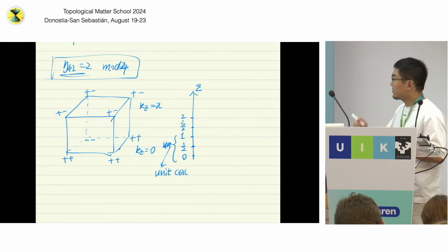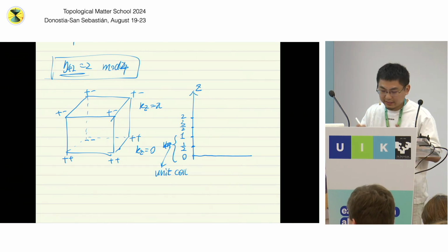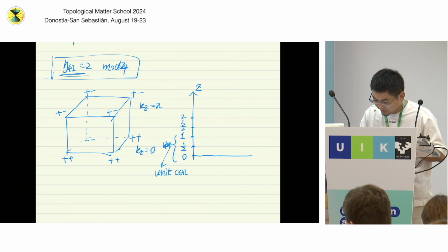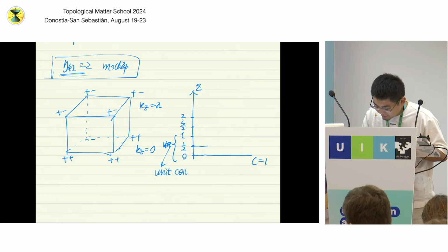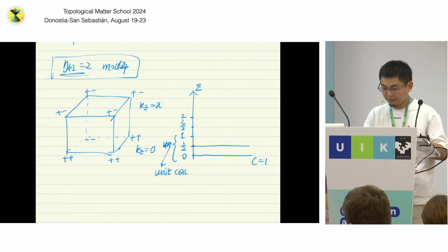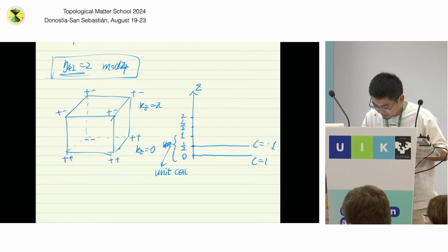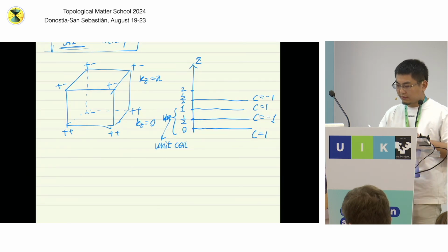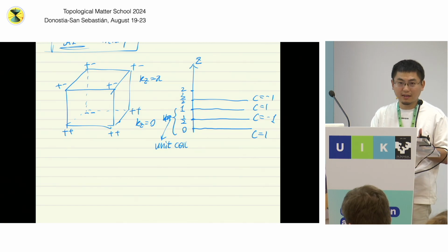So now let's consider putting a Chern insulator in the z equal to 0 plane with a Chern number equal to 1. And then we put another Chern insulator at z equal to 1/2 with the Chern number equal to -1. And then we continue this: C equal to 1, C equal to -1. Now let me explain why this construction corresponds to parities like this.